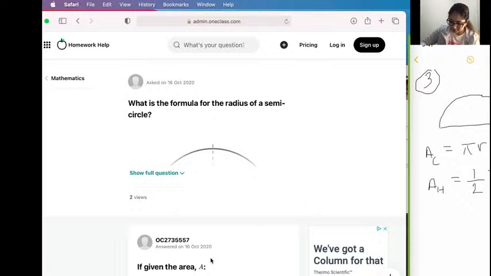pi r squared. And so to isolate the r from this equation, we have to move everything to the other side of the equal sign. The easiest way to do it is to multiply 2 on both sides. So I'm just going to multiply by 2.